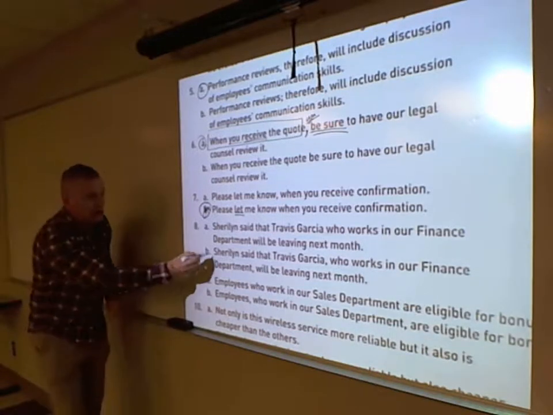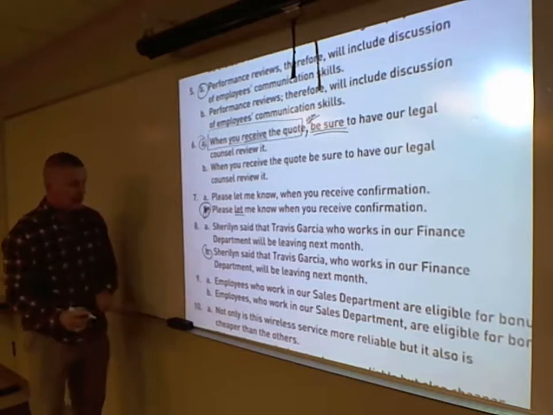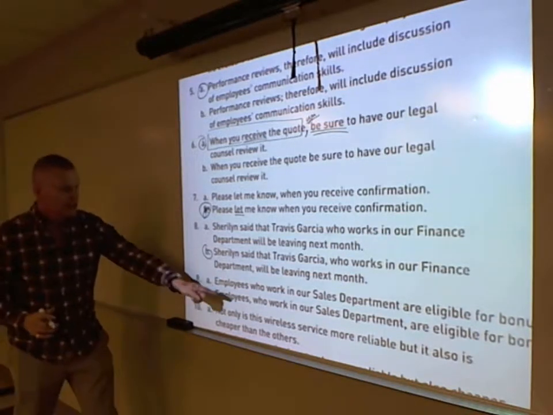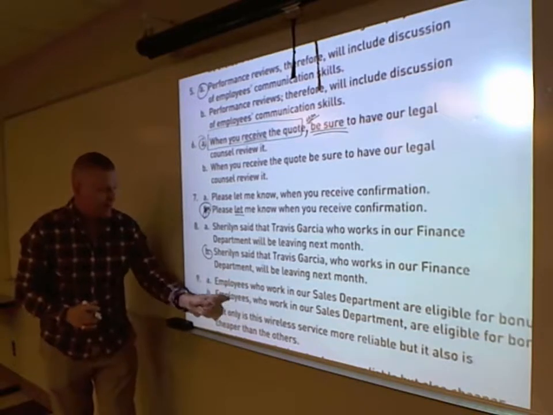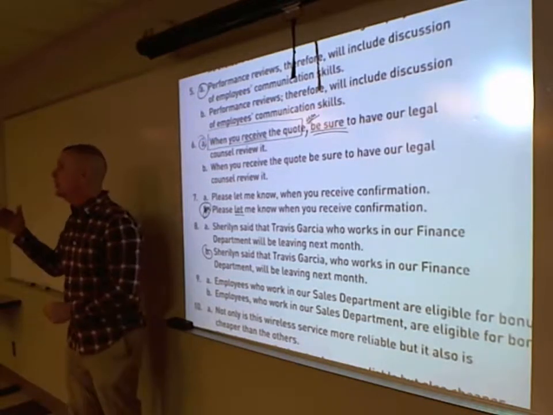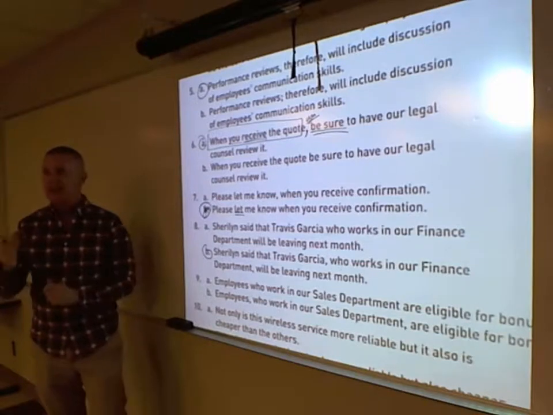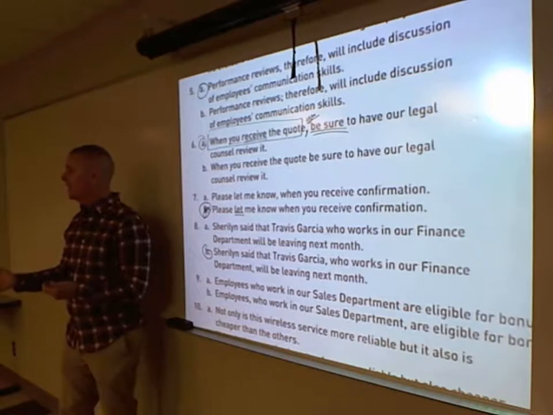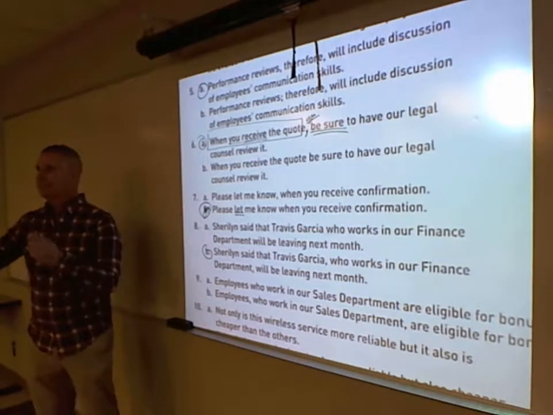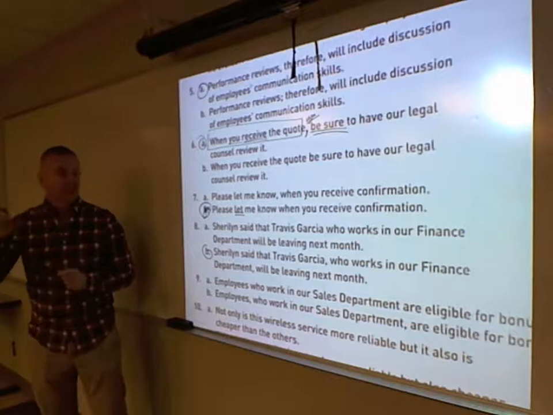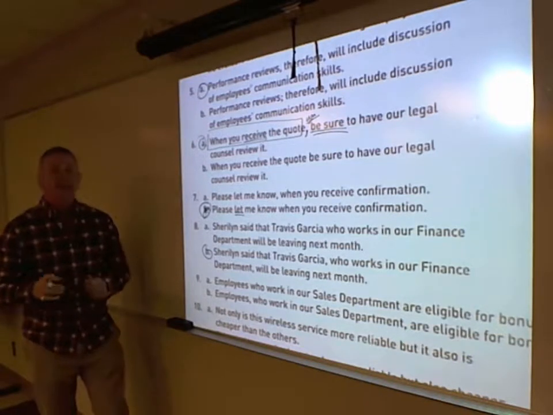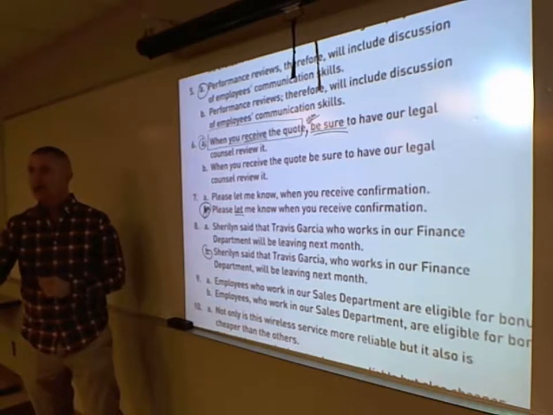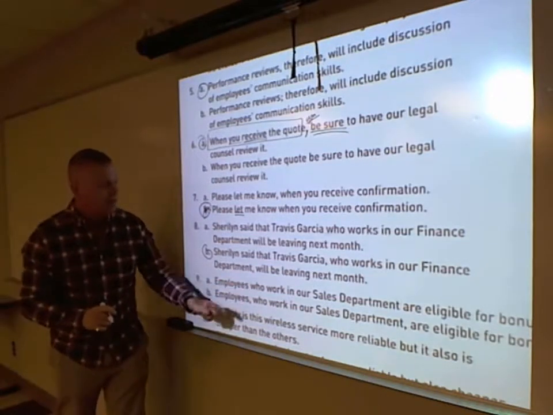Then number nine, employees who work in our sales department are eligible for bonuses. So here's a who clause again, which describes the employees. Do we need or do we not need a comma to offset that clause? Employees who work in our sales department. I don't know which employees they're talking about. So that who clause is required. Which ones? The ones that work in our sales department. Since it's required for the meaning to be clear, I'm not going to include commas to offset this adjective clause, so letter A is correct.